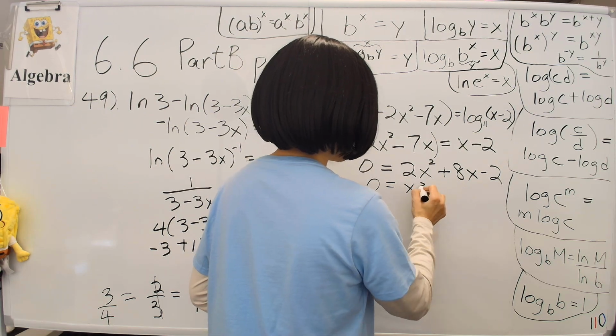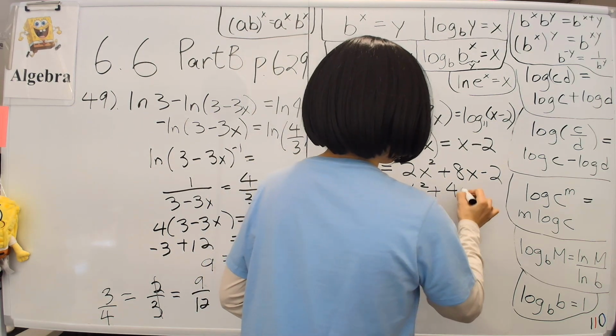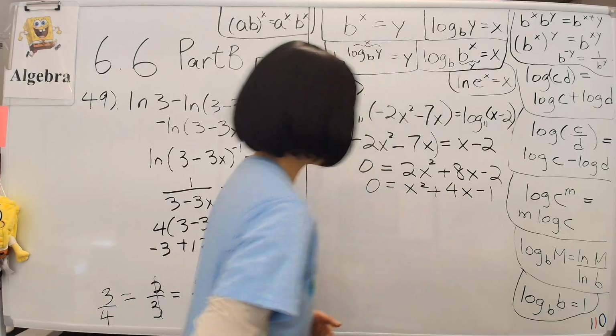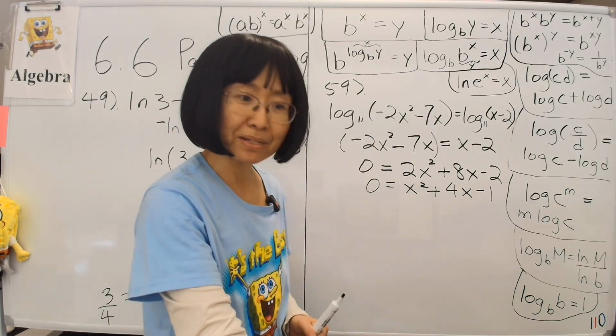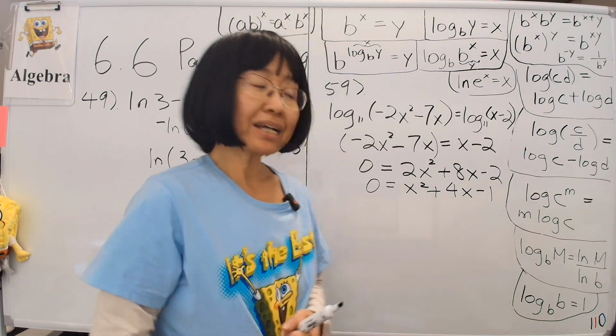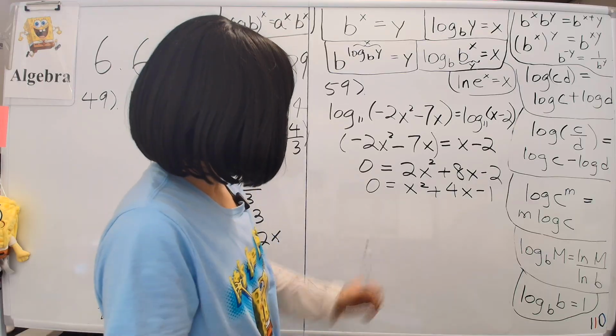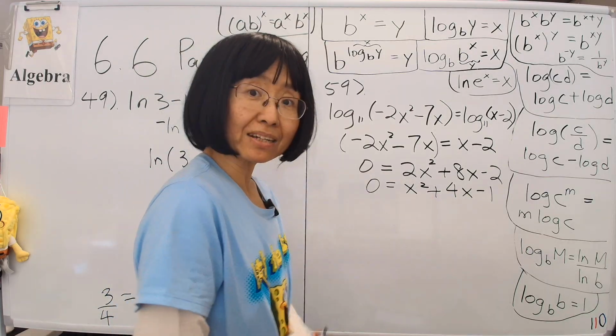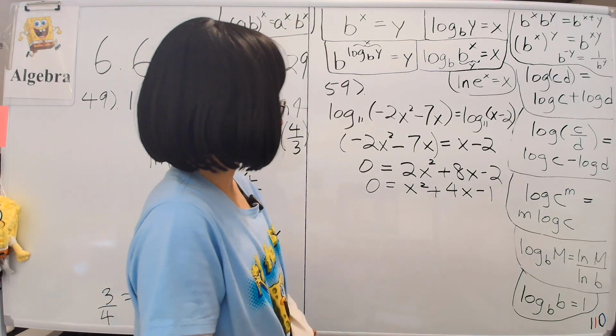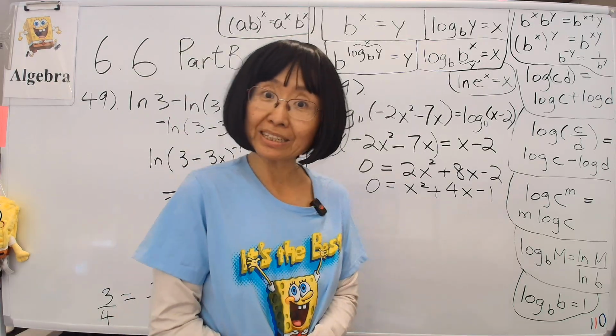So x squared plus 4x minus 1. That does not look good at all. Let me check to see if I messed up. Now, when I say that it doesn't look good, I'm just saying that there's no short way of factoring this thing. And we have to go to that thing that's called the quadratic formula.